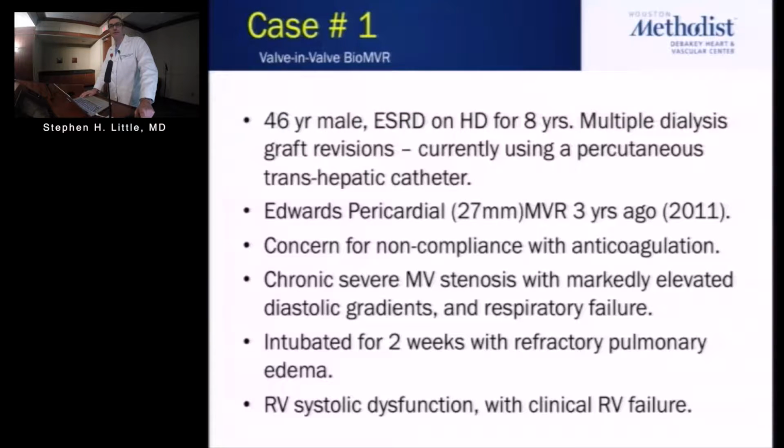He'd had a pericardial mitral valve several years earlier. I think there was concern at the time about non-compliance and anticoagulation, so in retrospect, maybe not a wise move to put a bioprosthetic valve in a young man on dialysis, but it was done elsewhere. Comes to see us, chronic severe mitral stenosis, elevated diastolic gradients, of course, respiratory failure. Intubated, refractory pulmonary edema, RV failure, surgeons say inoperable.